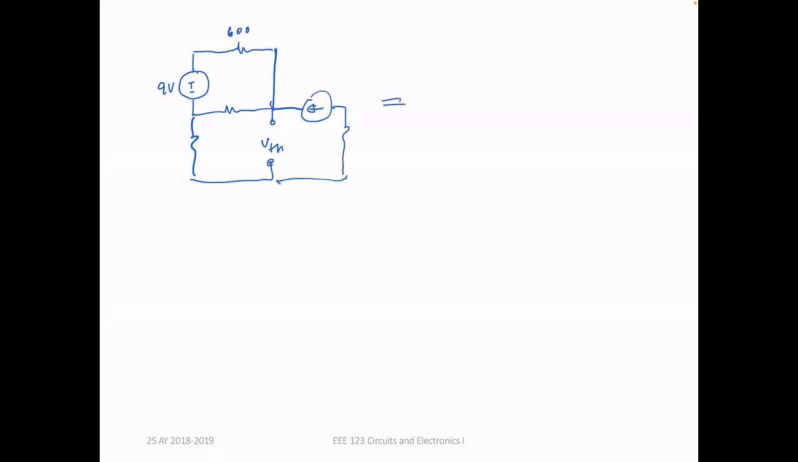Okay. I can convert this to something like this, you know. What is my current source value going to be? It's going to be 9 divided by 600. So I have a current source. Take note that the current should be from the negative to the positive. So this is 9 over 600. And then I now have a 600 ohm resistor.